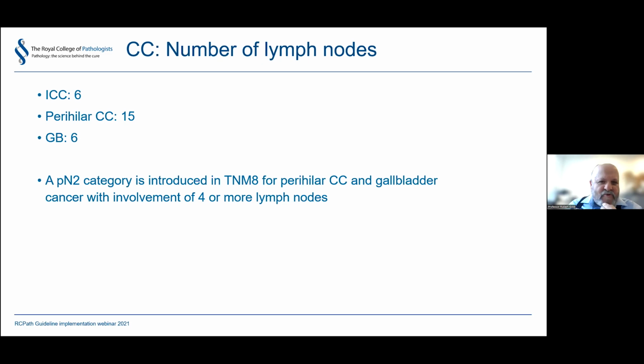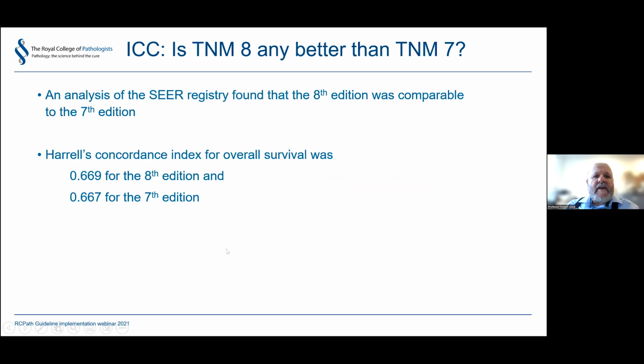The other point to highlight in TNM is that in perihilar and gallbladder cancers, there's a pN2 category. There's not just a single node category. But as ever, I think it's a matter of going back to the guidelines each time you have a case and looking it up. This is a slightly heretical slide to put in.